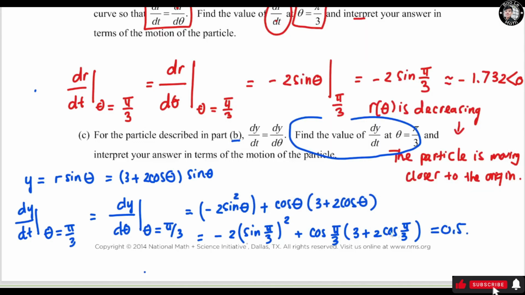Now since this derivative is greater than 0, it tells us that y of theta is increasing. Then the particle is moving away from the x-axis.